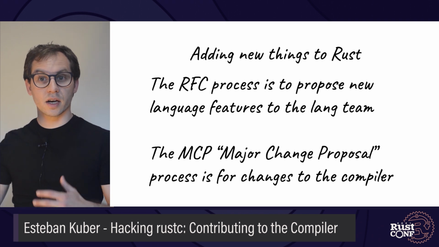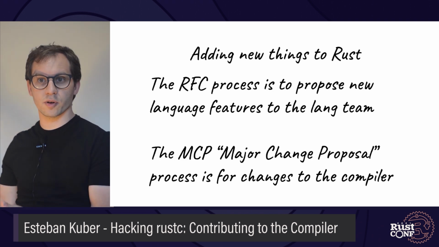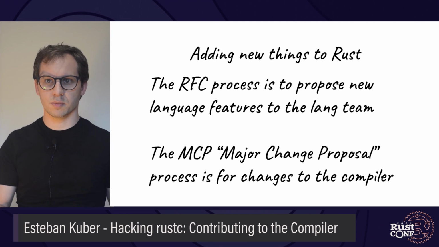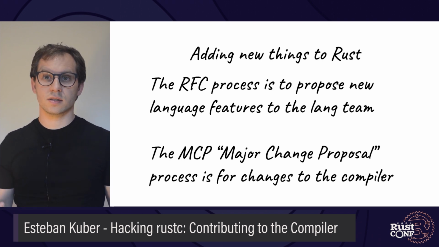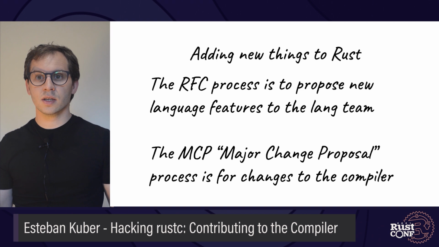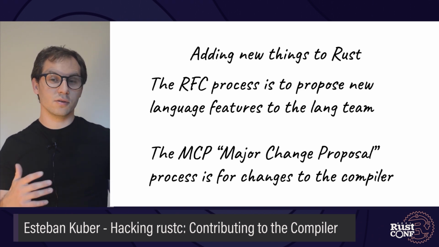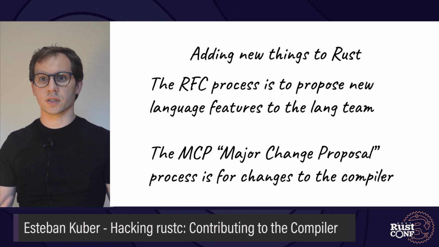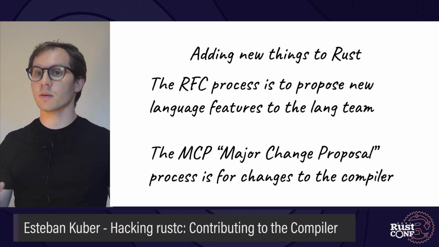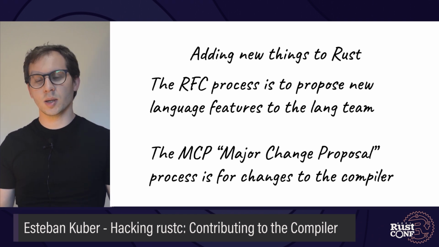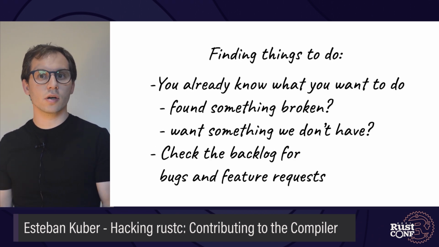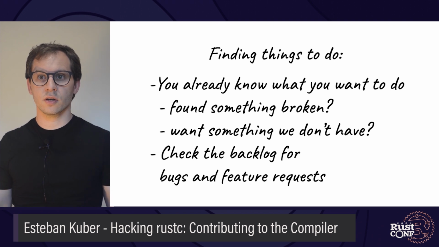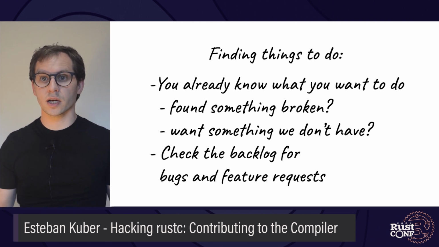For new features, there is an RFC and major change proposal process that requires sign-off by the relevant teams, usually the language team for anything that affects the semantics of how Rust works, or the compiler team when it's a change to some implementation detail, specifically if it's user visible. This helps us organize ourselves and avoid people spending too much time implementing a feature in a certain way when the teams may already have plans in that area. Otherwise, you can check the backlog and look for bugs that have been identified or feature requests and pick the one you want to tackle.